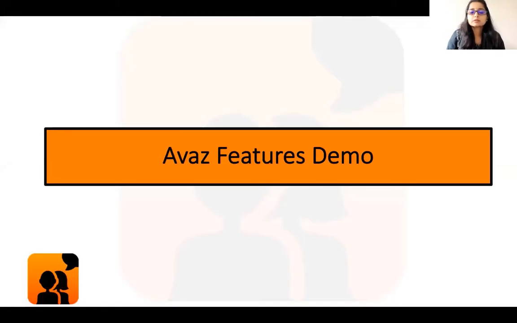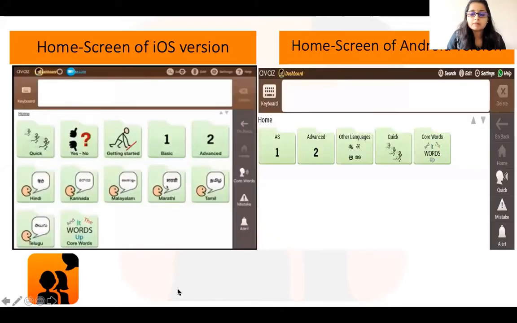Let's get started with the features of Avaz. Avaz is available on iOS as well as Android versions. So when we install Avaz, we get certain built-in features and built-in vocabulary. The built-in vocabulary is really important because it gives us a solid base, a foundation on which we can build more and personalize for the child.